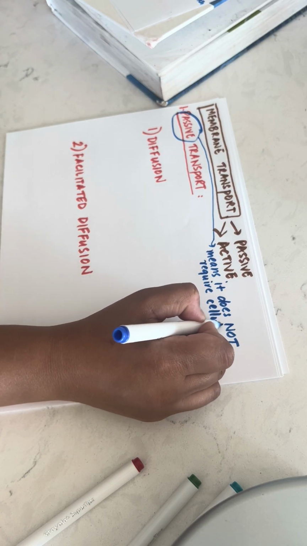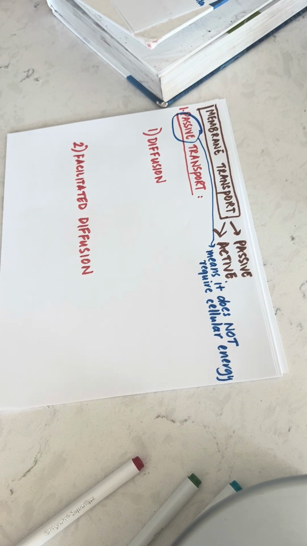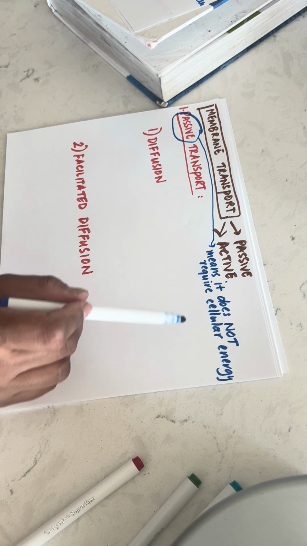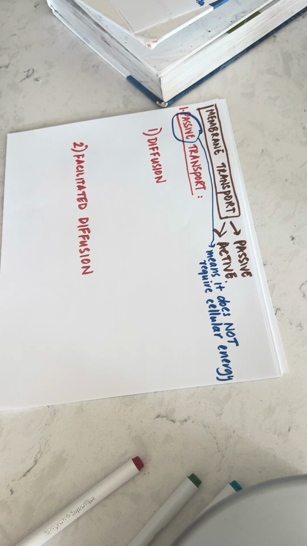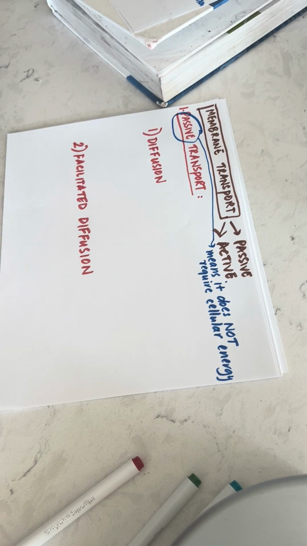What is cellular energy? ATP, okay? Everything we do throughout the whole year is going to come back to where the energy for that reaction or that process is coming from. Basically the mitochondria. Mitochondria is the powerhouse of the cell. It produces ATP as the energy. So passive transport means it does not require cellular energy, okay? That's why it's called passive. Now, the 2 types of passive transport are diffusion and facilitated diffusion. Now let's talk about diffusion.